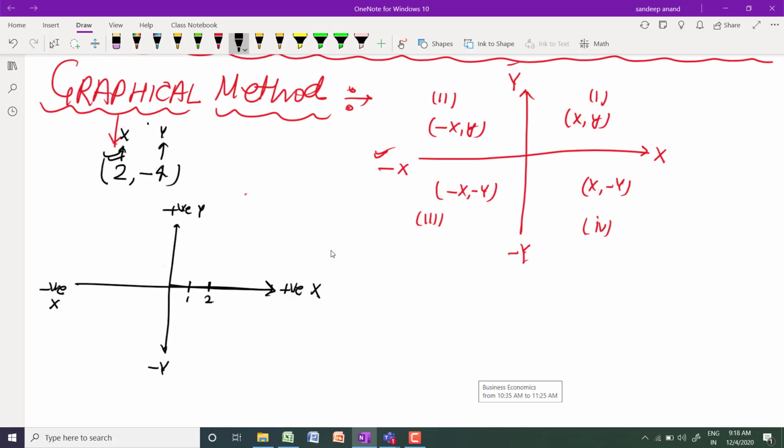The vertical line is your y scale, and this is your origin. Above is the positive y scale, and the bottom is your negative y scale. So I am writing this minus 4 in the downward direction: 1, 2, 3 and 4. So here x equals 2, y equals minus 4. If you locate this value, you will get this point. So this point represents (2, -4).